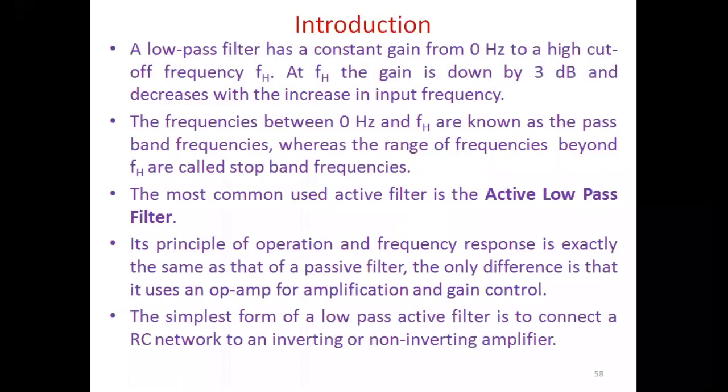FH. This range between 0 Hz and FH is called the pass band frequency, whereas the frequency beyond FH is called the stop band frequency. It is called a low pass filter because it allows the range of frequency between 0 and FH. That is why it is called a low pass filter. And the reason for calling it an active low pass filter is that we are using an active element called an operational amplifier. So it is called an active low pass filter.